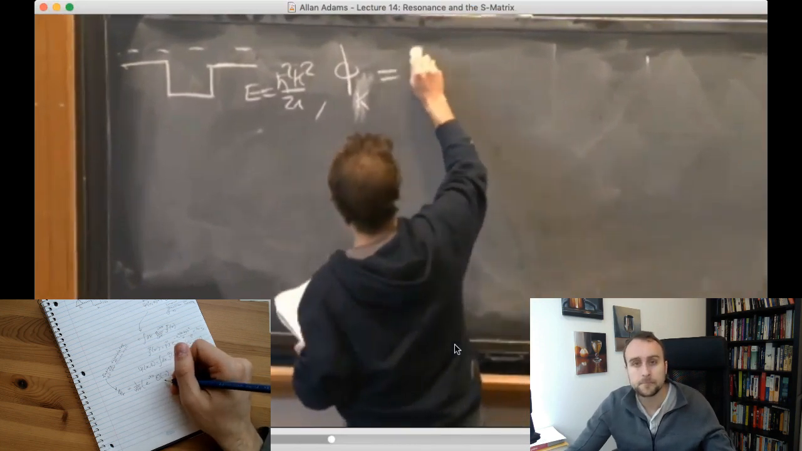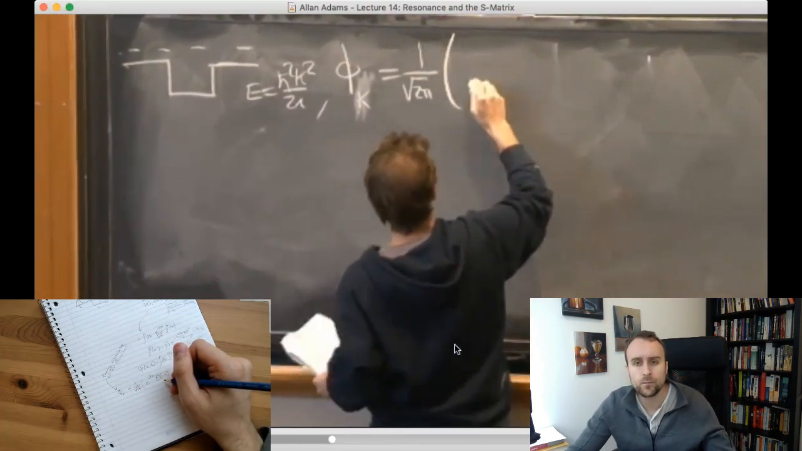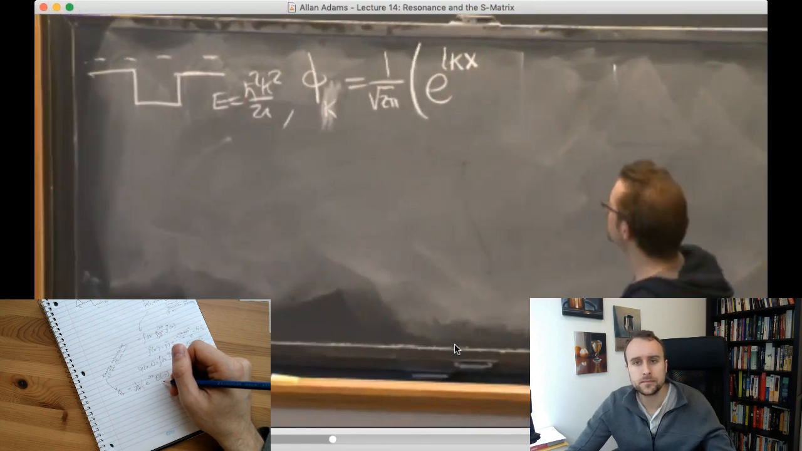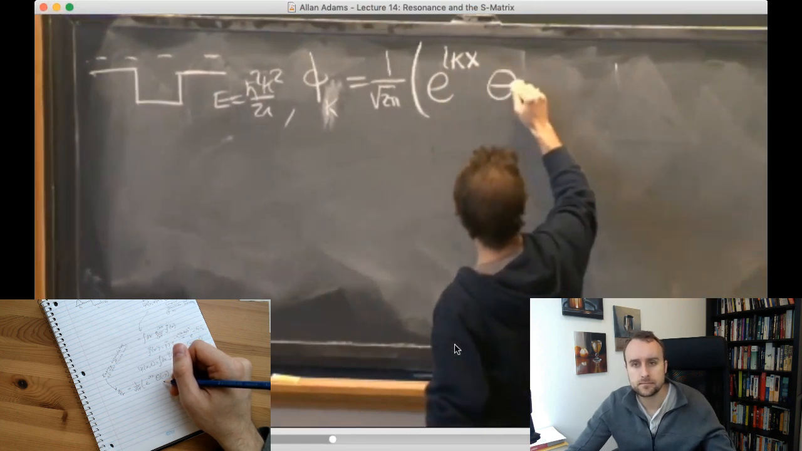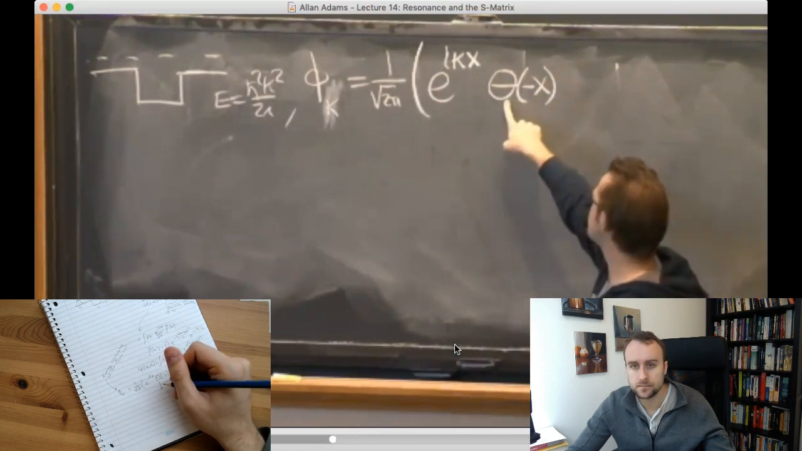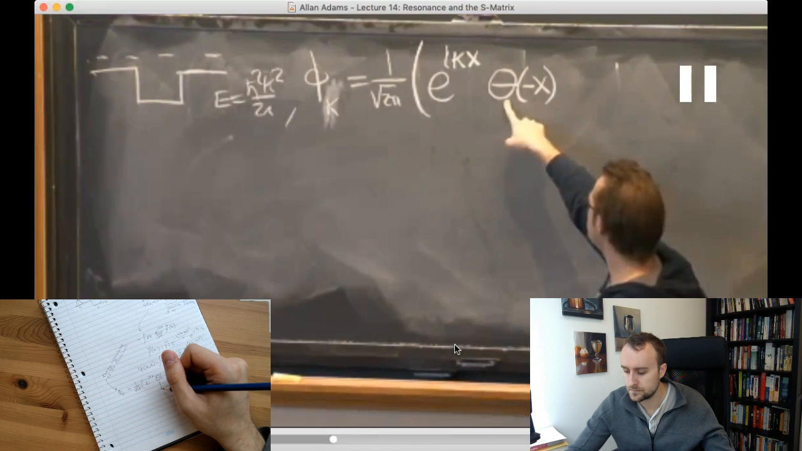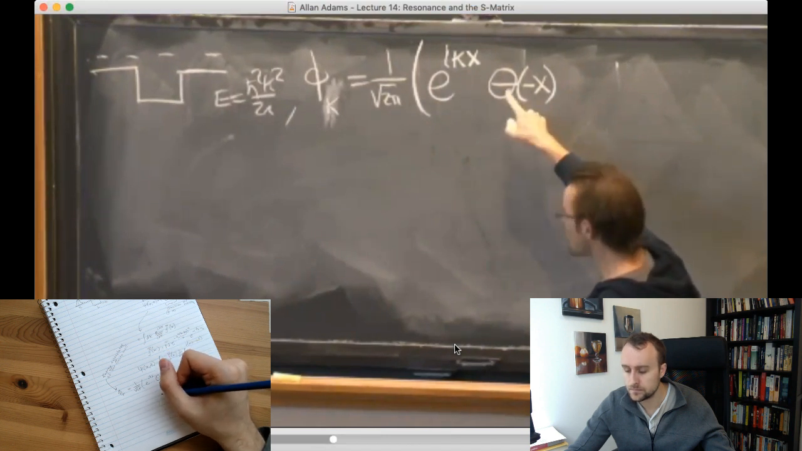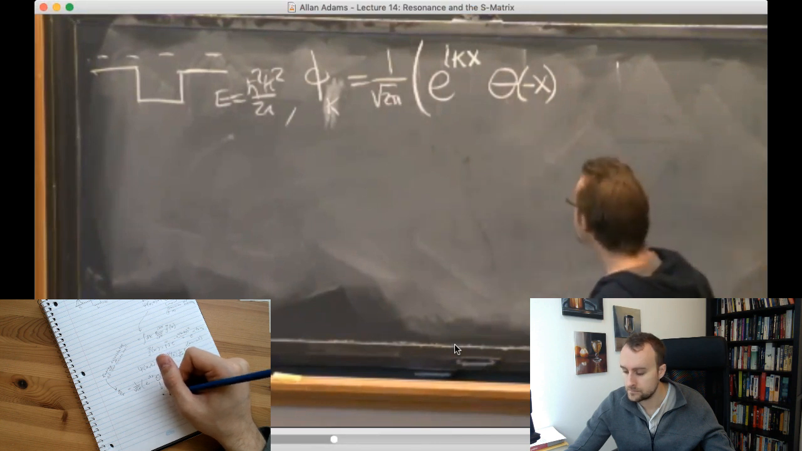The wave function I can write as 1 over root 2 pi times e to the ikx when we're on the left-hand side. But being on the left-hand side is equivalent to multiplying by a theta function of minus x. This is the function which is 0 when its argument is negative and 1 when its argument is positive.